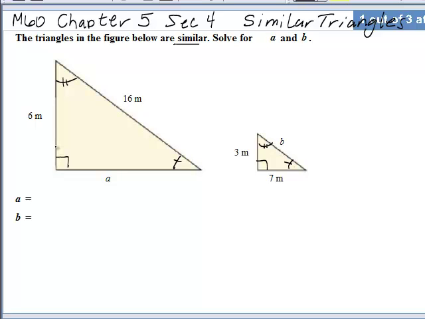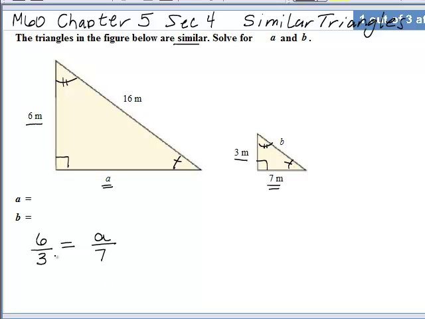So in this case, we know that the ratio of the big triangle to the little triangle has to be equal. So I can find side A by setting up a proportion. We have the side, the 6 here, and the corresponding side in the smaller triangle. The ratio of those two sides, 6 meters to 3 meters, is the same as the ratio of this side of the triangle to this side of the triangle. So we know that this A over 7, that these two ratios must be equal to each other.